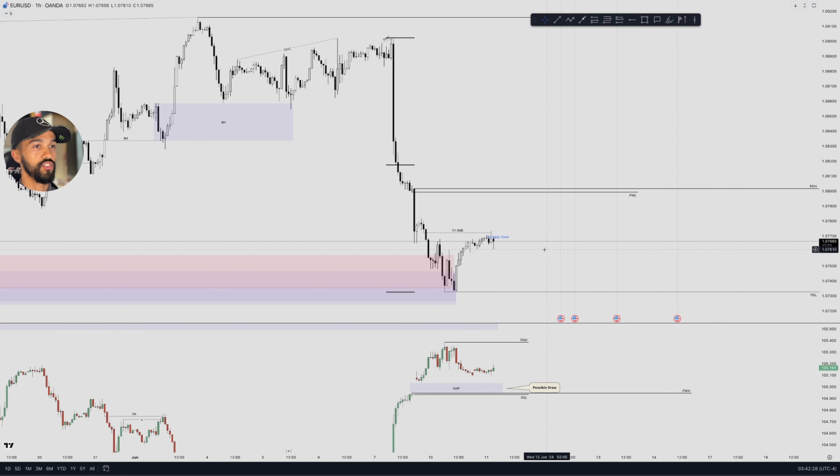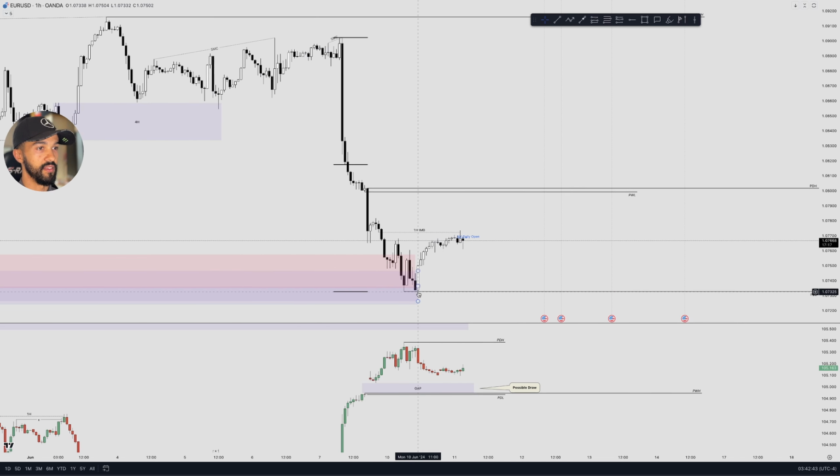Now the 1 hour has shown possible switch in that order flow in terms of we was making these lower lows, lower highs here, and then we finally made this higher low relative to this low here. Let me zoom in just slightly. We made this slightly higher low, which then started to break above these internal highs here.